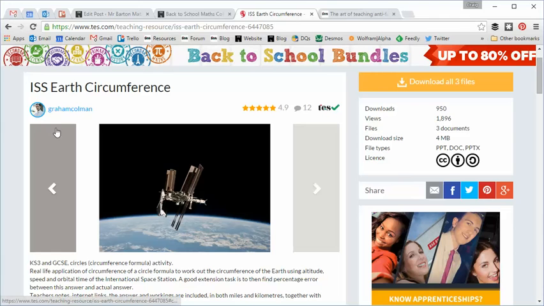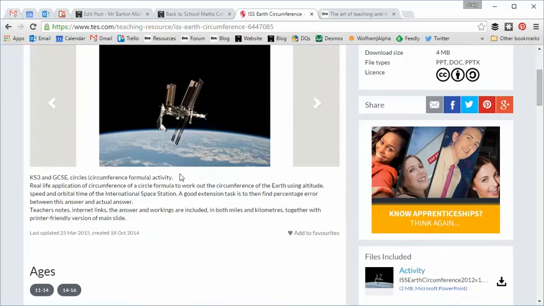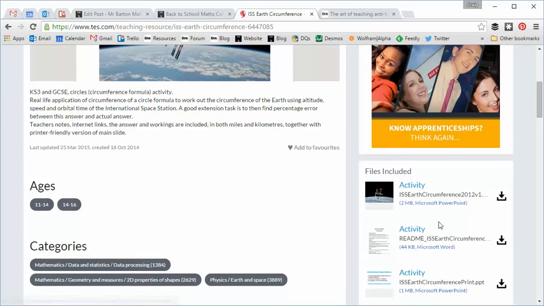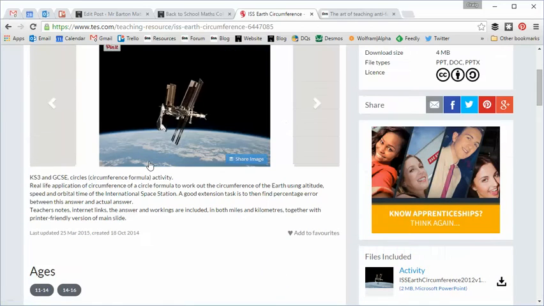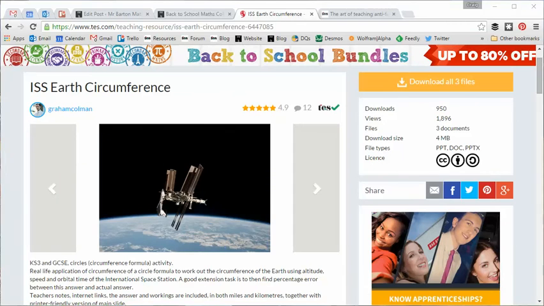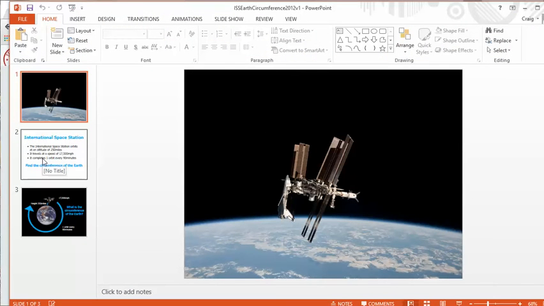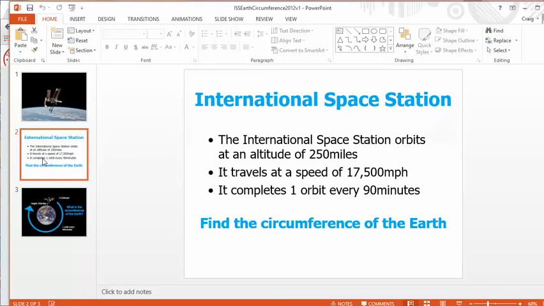It's this wonderful resource, ISS Earth Circumference, which has been uploaded by a wonderful resource creator, Graham Coleman. So here is the resource. It consists of a PowerPoint and some teacher notes, and then a kind of student version to print out. So let's take a look at it here. Here's a PowerPoint, a wonderful picture to start off with. And essentially, that is all you need, that single slide.